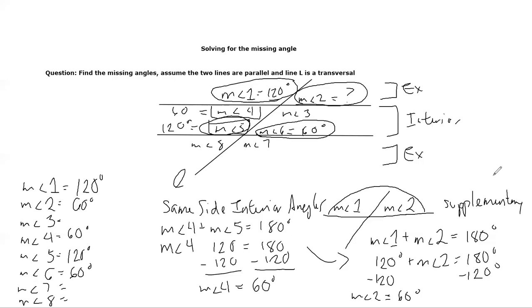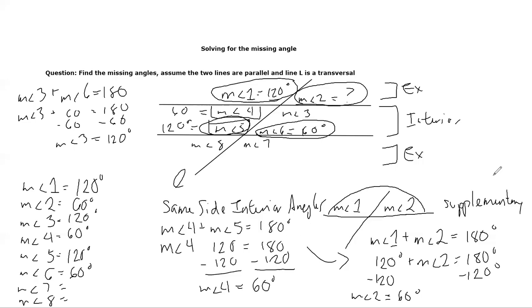Let's look at how to find measure angle 3. Well, I could use the same side interior angles, right? I know that measure angle 6 plus measure angle 3 is going to equal 180. I'm just going to change the way it looks. Measure angle 3 plus measure angle 6 equals 180. Measure angle 6 is 60, plus measure angle 3 equals 180. Subtract 60, subtract 60. Hey, look at that. Measure angle 3 equals 120, kind of like the other ones. Wow, it's almost as if they're all going to be this.